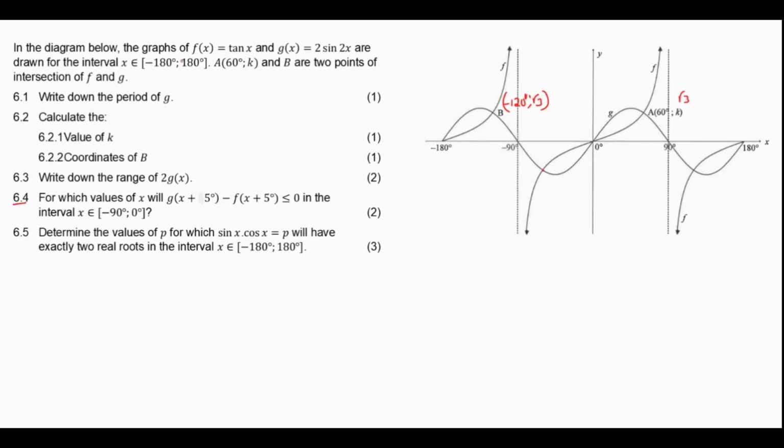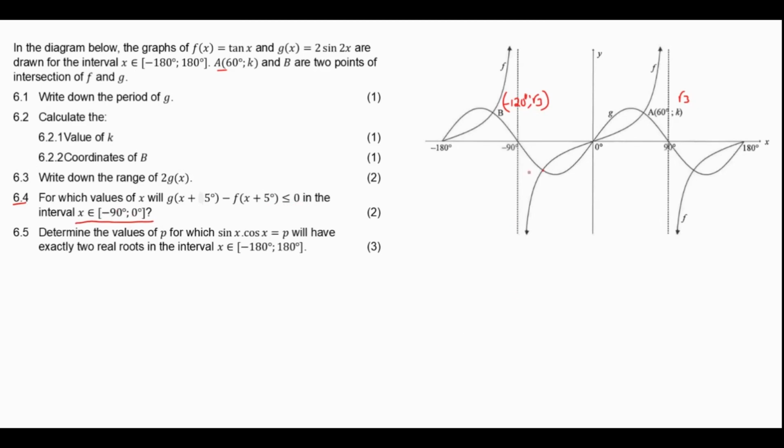In the diagram below, the graphs of f(x) and g(x) are drawn for the interval where x is an element of -180 degrees to 180 degrees. A and B are the 2 points of intersection of f and g. For which values of x will g(x + 5) - f(x + 5) be less than or equal to 0 in the interval where x is from -90 to 0 degrees?